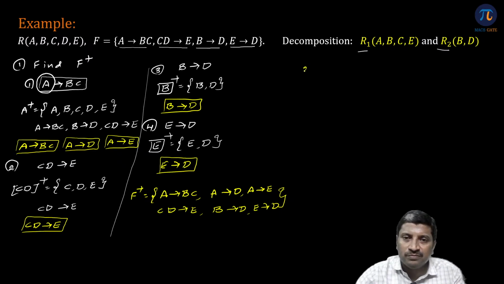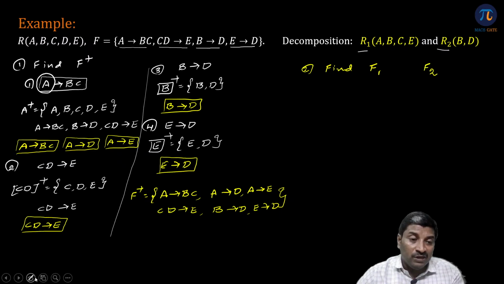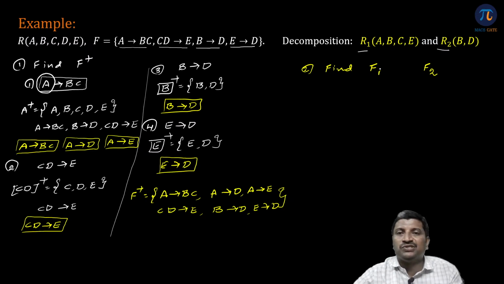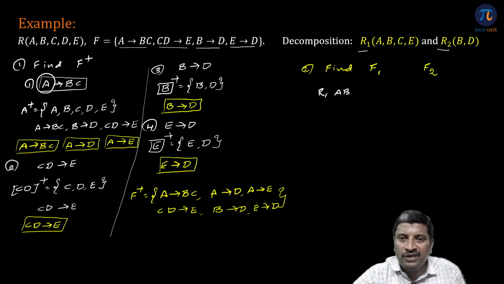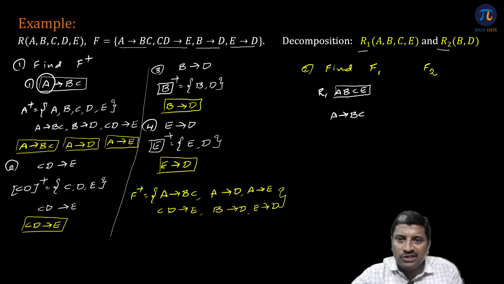That means find F1 comma F2. So for that, what we need to do, sir? Consider the FDs which consist of the attributes of R1. What is R1? A, B, C, E. So write the FDs which consist of only these 4. A implies BC. Yes. Then A implies D. It is not valid on F1, on R1, right?